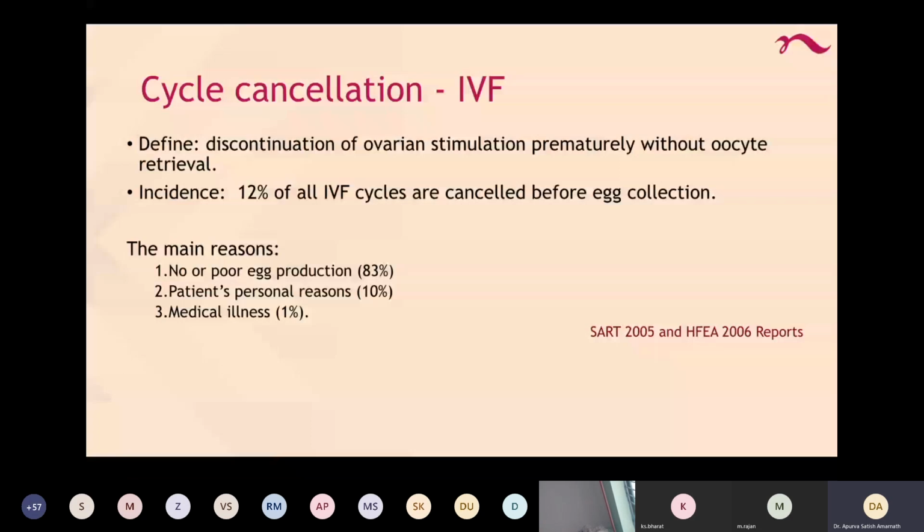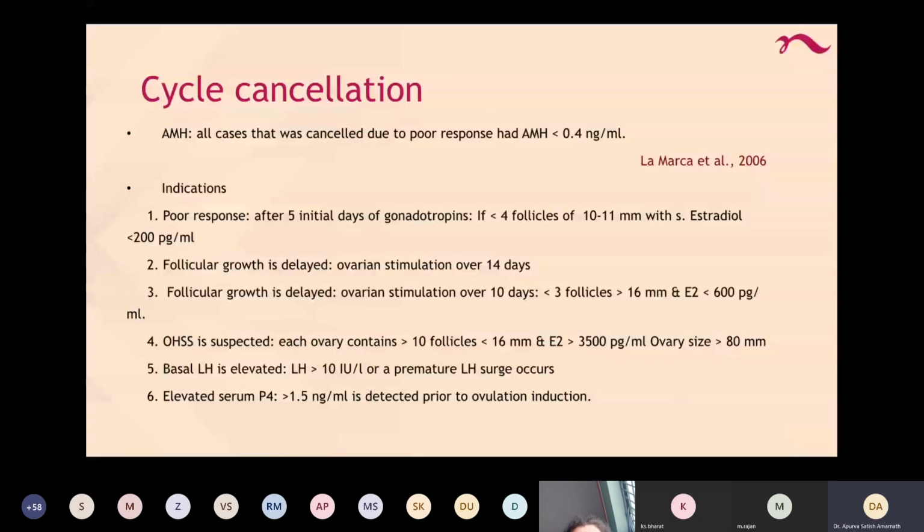Next, coming to the cycle cancellation in an IVF cycle. This is basically discontinuation of an ovarian stimulation prematurely without oocyte retrieval. The incidence is about 12% of all the IVF cycles which are cancelled before egg collection. So the main reason for this is no or poor egg production. Patients' personal reasons constitute a small percentage, and other medical illnesses. So low AMH, that is less than 0.4, had a very high predictive value in cycle cancellation.